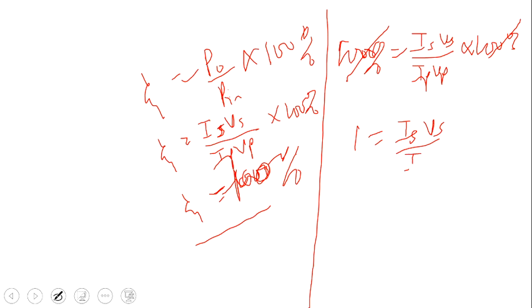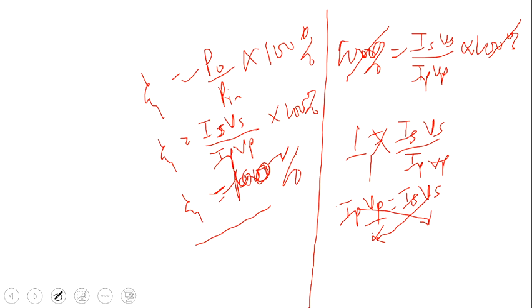ISVS over IPVP. If this is over 1 and I cross multiply, my IPVP will be equal to ISVS. Now, if I rearrange this and I want VP to come first, I will divide this side by VS, and on the other side I'm going to divide by IP.